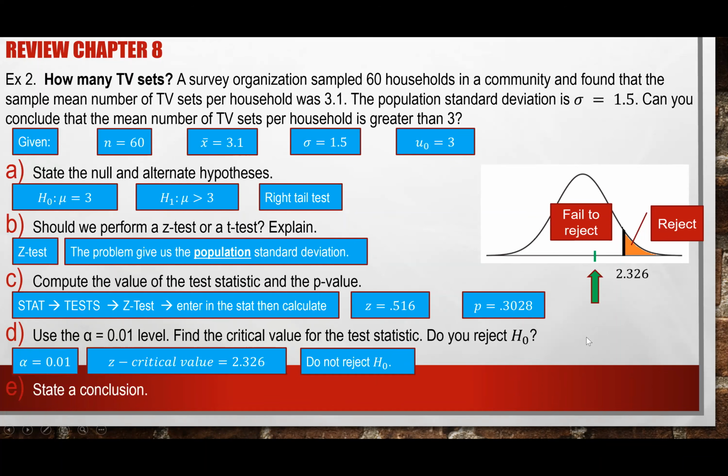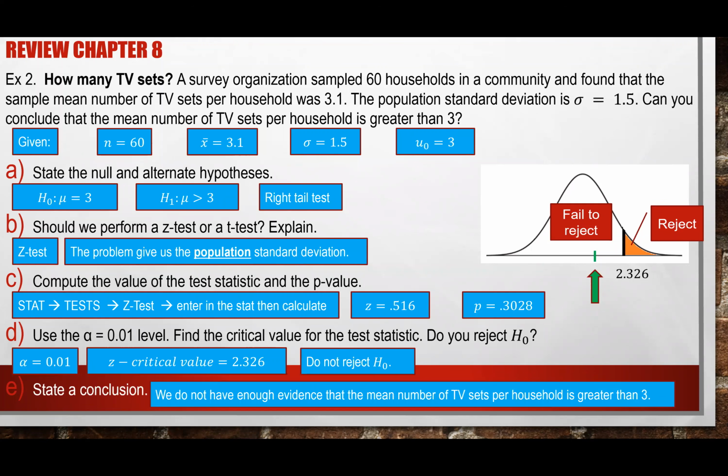The result for the critical value method and for the p-value method should be the same: you do not reject your null hypothesis. And if you don't reject your null hypothesis, then you do not have enough evidence to support that the mean number of TV sets per household is greater than 3, meaning it is either 3 or below. So if Best Buy wants to get more TVs, they would say not many people are going to buy it, so we should not get more in our inventory. That's the idea, that we don't have enough evidence.